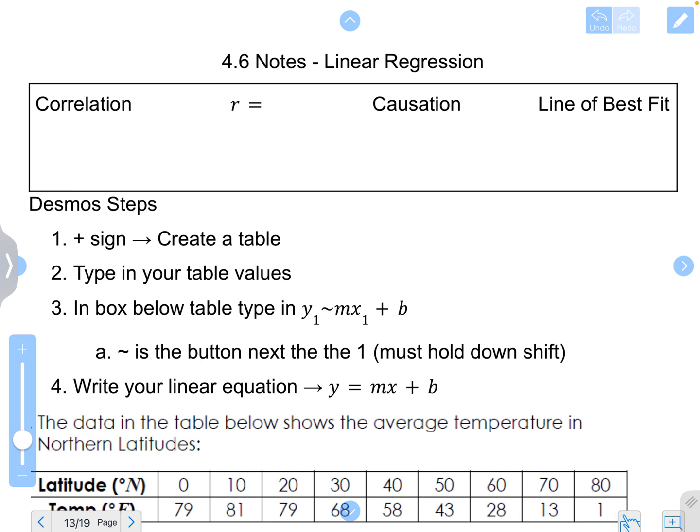So correlation. Give me one second. My brain just stopped working. It's one of those mornings.